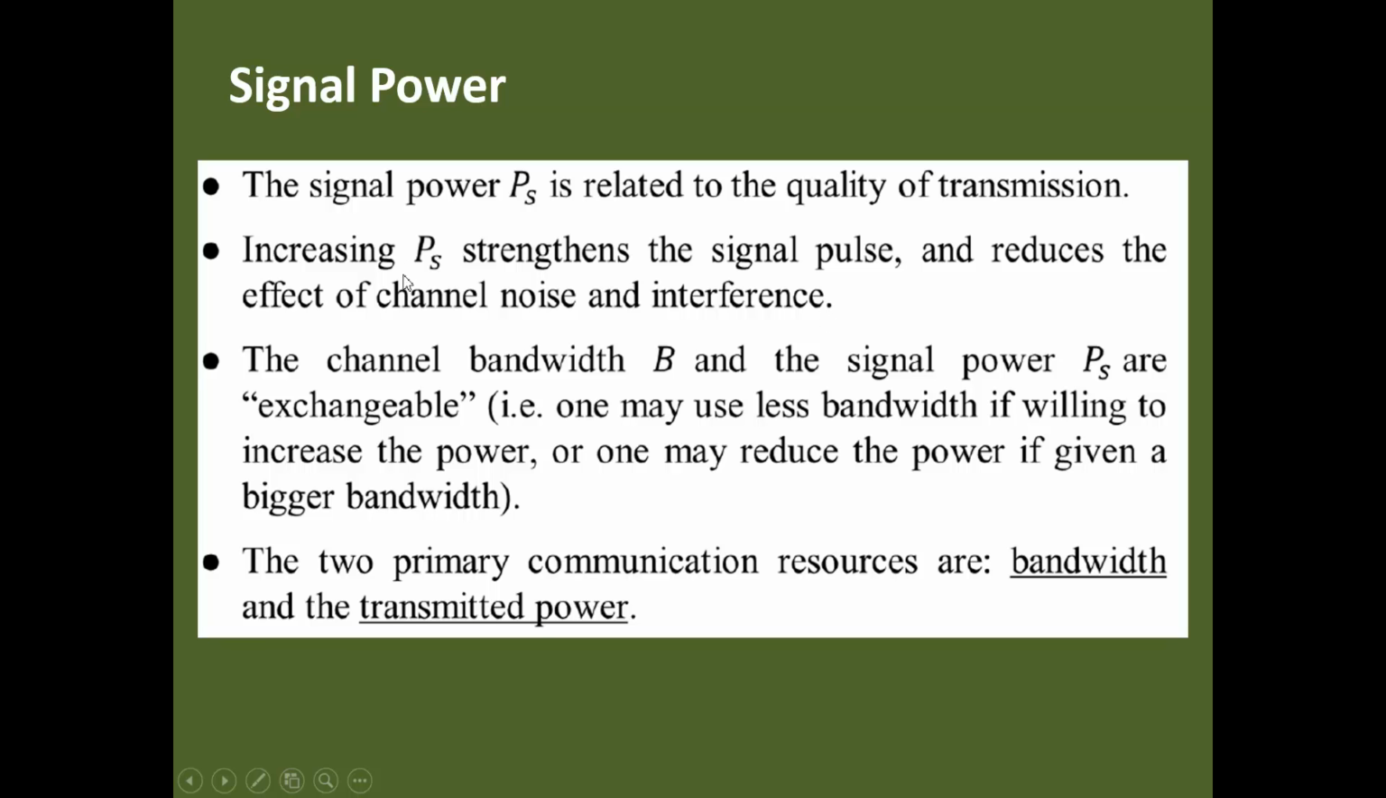But increasing the signal power will also reduce the battery life of the devices. The channel bandwidth B and the signal power PS are exchangeable. One may use less bandwidth if willing to increase the power, or one may reduce the power if given a bigger bandwidth. So that trade-off can be done. The two primary communication resources are the bandwidth and the transmitted power. So you have to trade off between these two.